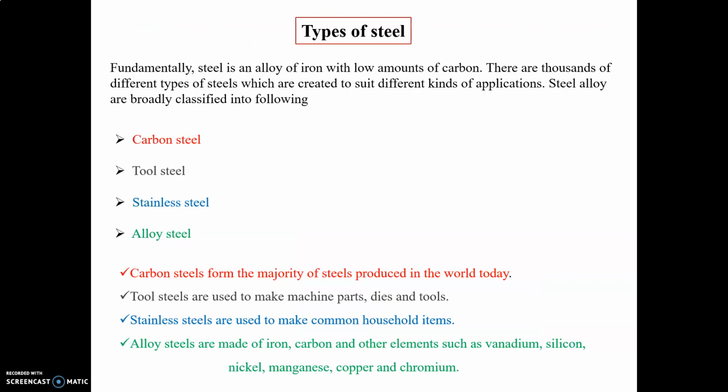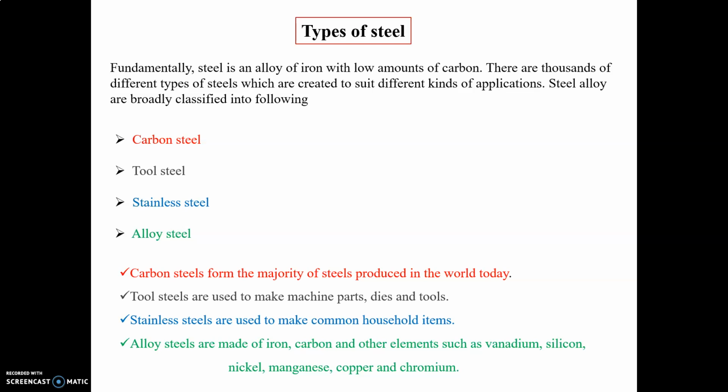What are the types of steel? Fundamentally, steel is an alloy of iron with a low amount of carbon. There are thousands of different types of steels which are created to suit different kinds of applications. Steel alloys are broadly classified into the following: number 1, carbon steel, tool steel, stainless steel, alloy steel. Carbon steel forms the majority of the steel produced in the world today because the percentage of carbon increases the strength of the steel.